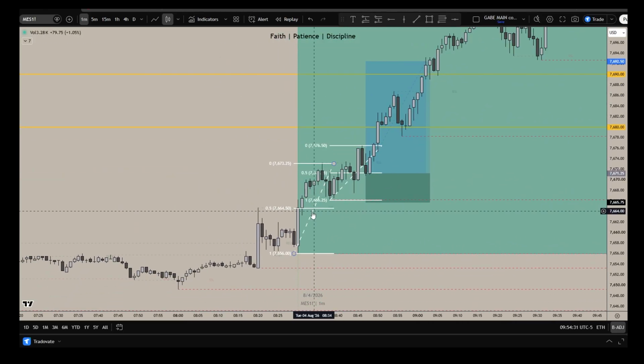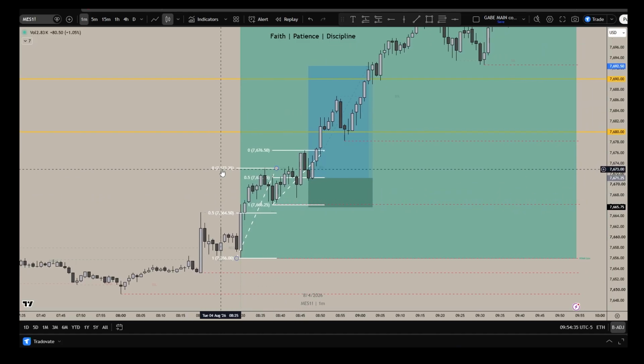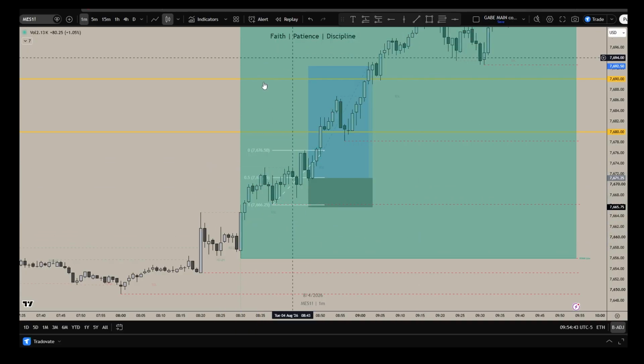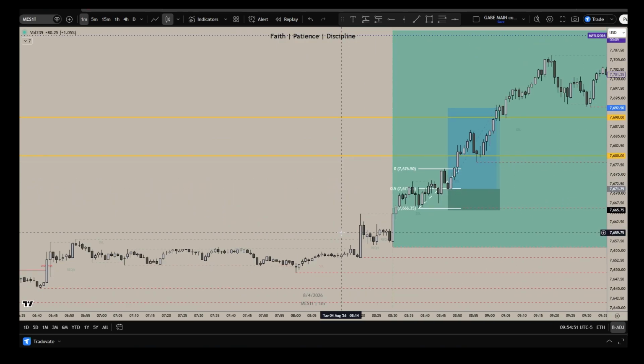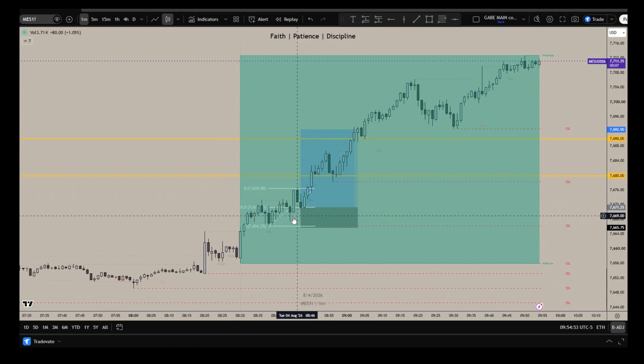So it didn't quite reach the 50, and I'm not going to chase. I'm trying to be disciplined and just stay consistent with my approach. So I wasn't in this trade. Just followed the market, and as it made new highs and closed above, I moved my fib up to this swing low right here. And then as price came back, it touched it again.